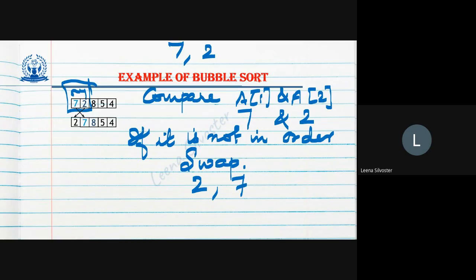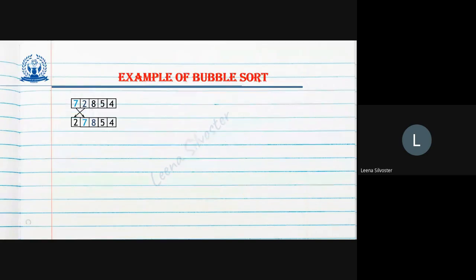So first we compare the first two elements. If they are not in order, then we have to swap them. This is the step. Here we can see that this 7 and 2 are not in order, so we swapped it. That's all.